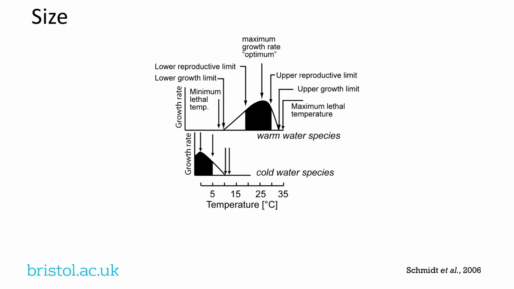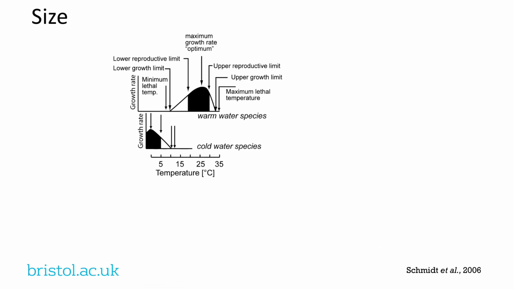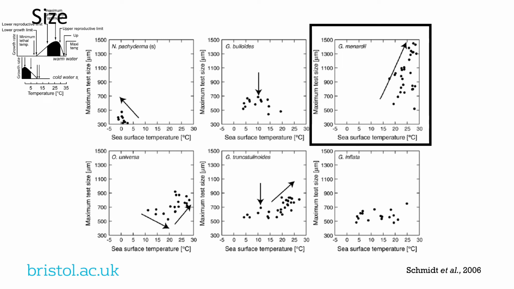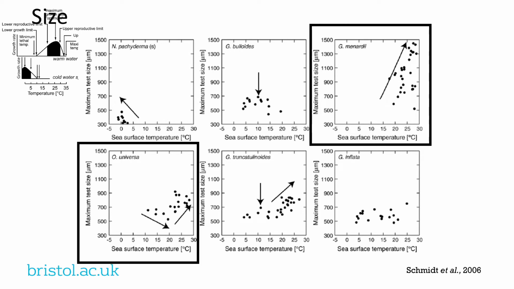Next, size. All species have thermal optimums. This is where the temperature is right for maximum growth. If we look at size, we can see that different species have different thermal optimums. Globorotalia menardii increase in size with temperature, whereas something like Orbulina universa has two maximums, one at 10 degrees and another at 30 degrees. So by knowing optimum conditions for the different species, when analysing fossil assemblages, we have a better understanding of the type of environments these organisms lived in, for example, whether they are optimal environments or not.